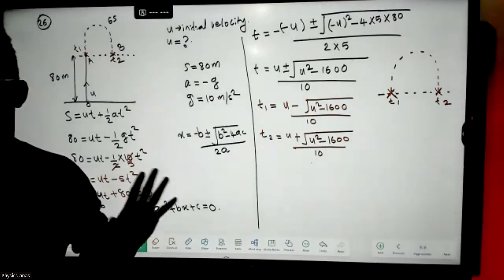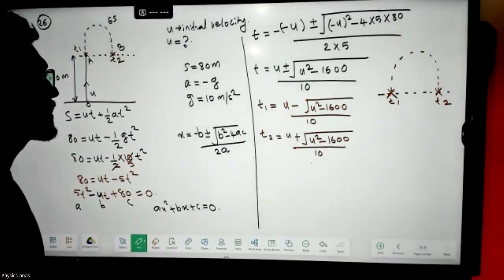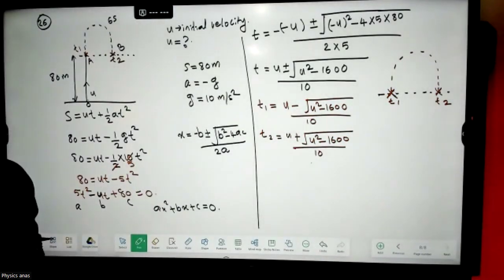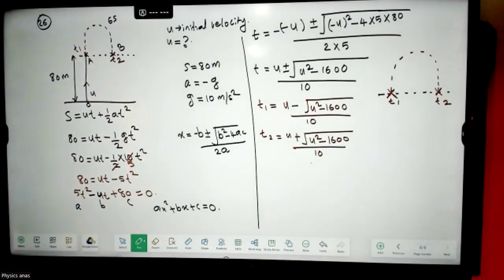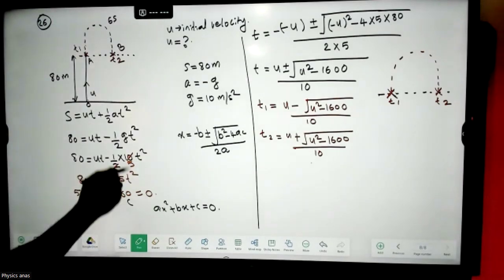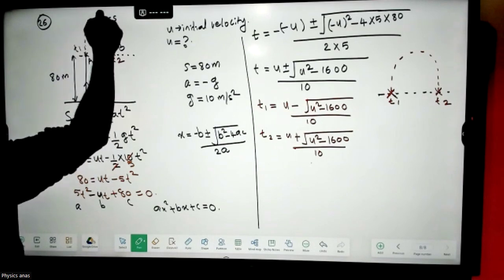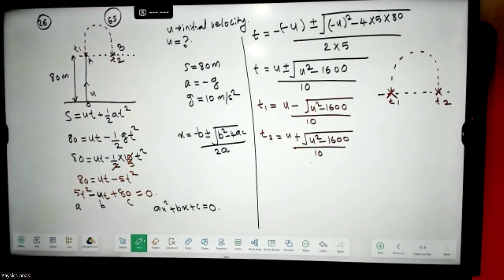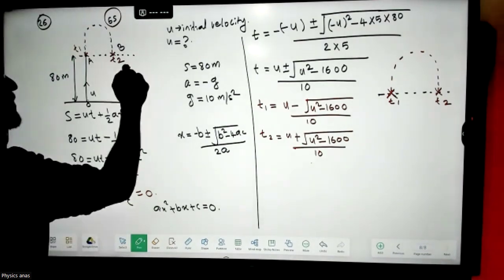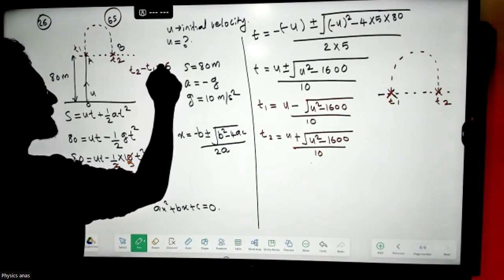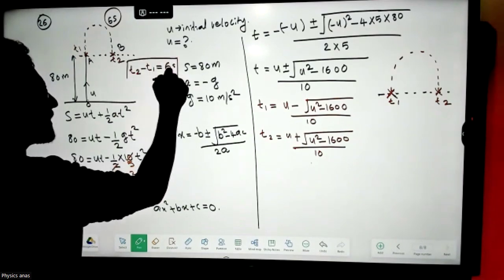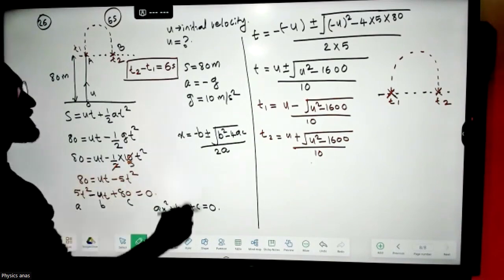So you have t1 and t2 now. But you have another idea from the question. What is the difference between t2 and t1? That's in the question: the time interval is 6 seconds. So t2 minus t1 will be 6 seconds. What is t2 minus t1? That must be 6 seconds.